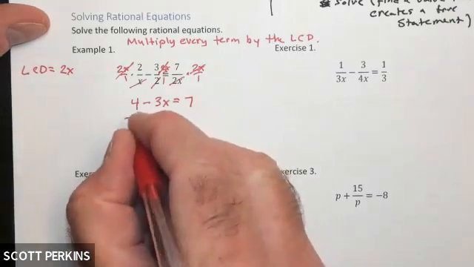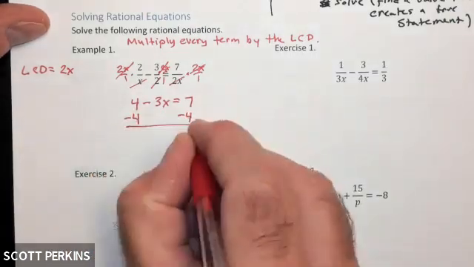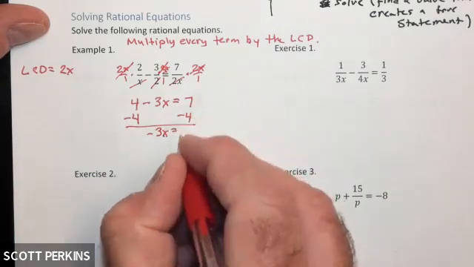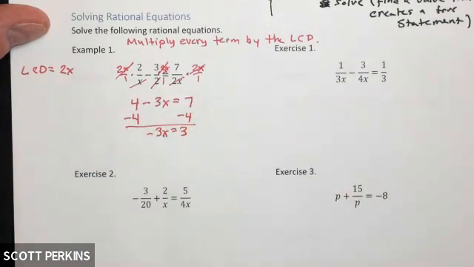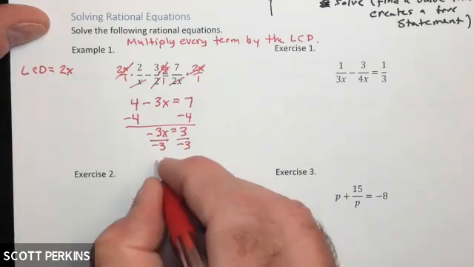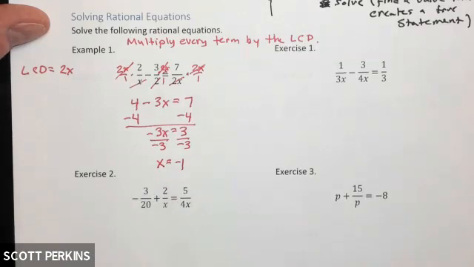So I'm going to subtract 4 from both sides. So I've got negative 3x is equal to 7 minus 4, which is 3. When we divide by negative 3, we get x is equal to negative 1.